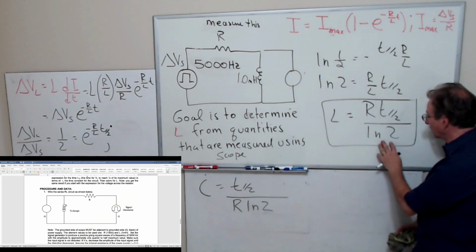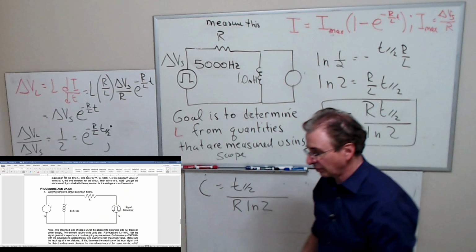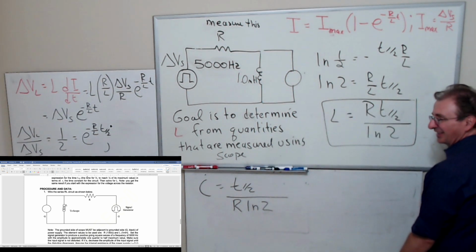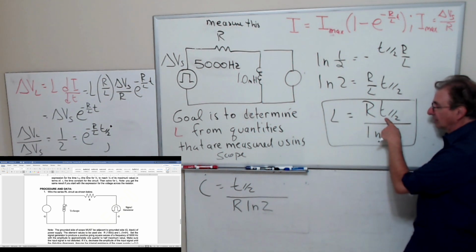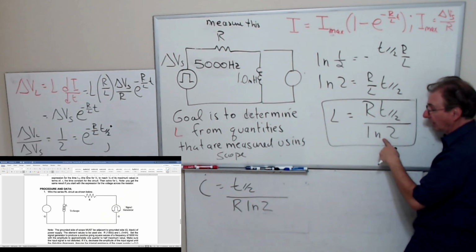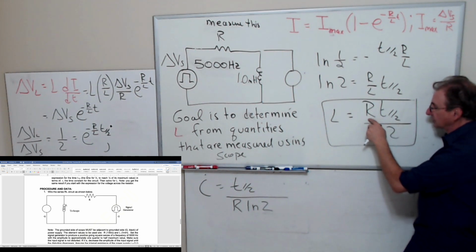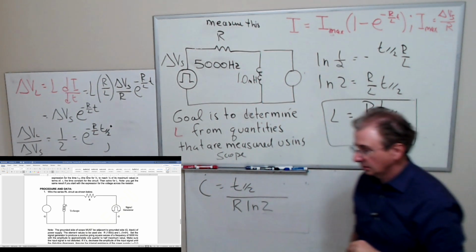Natural log of 2, just pretend natural log of 2 is exact. It probably isn't, but let's assume that's exact, because the error is factored into this thing anyway. The error and knowing whether that ratio is 1/2 is factored into this thing. So when you do the error analysis, just do the error analysis on these two terms. Okay?